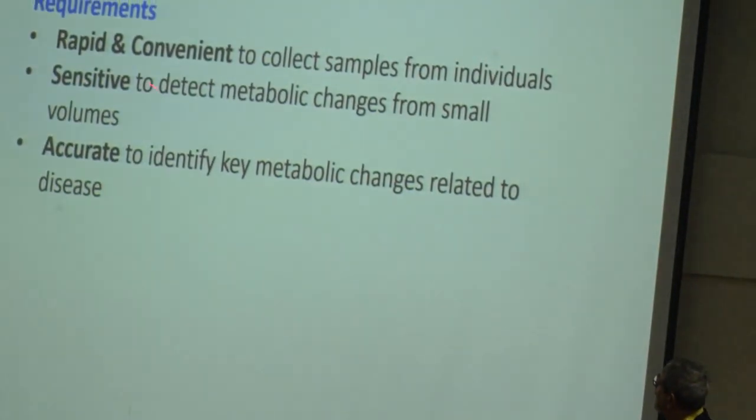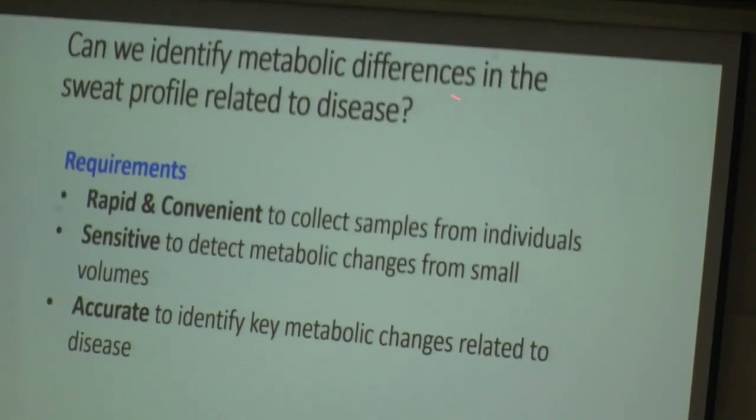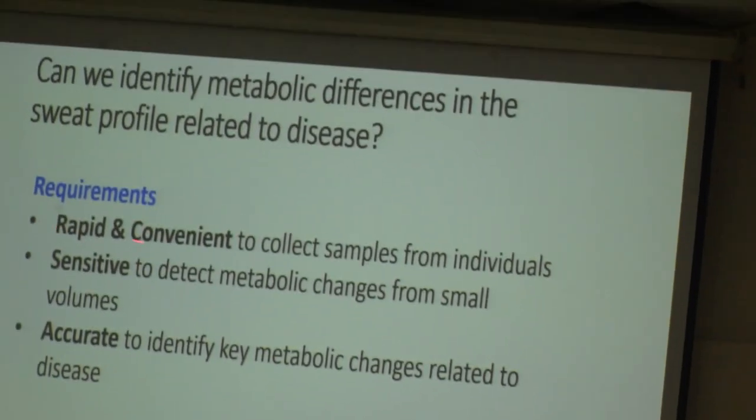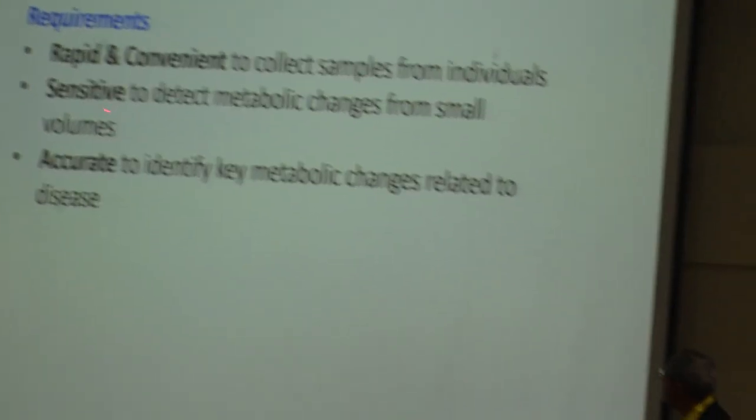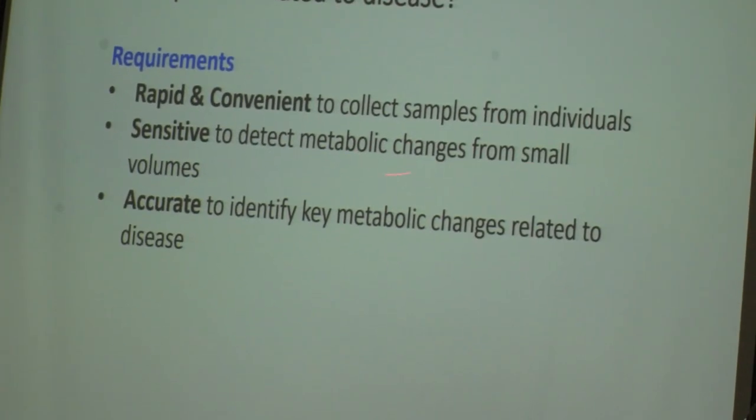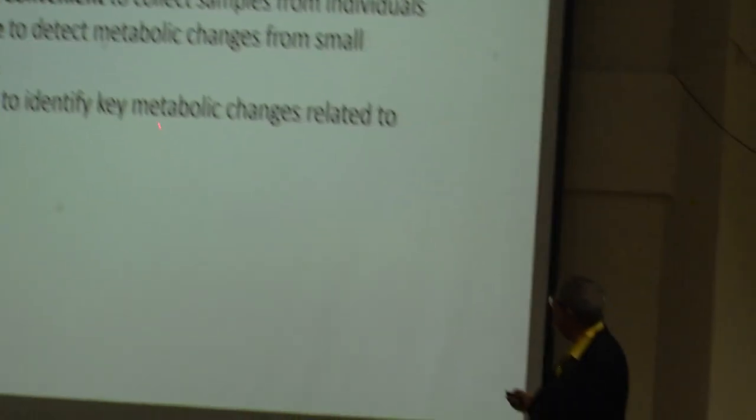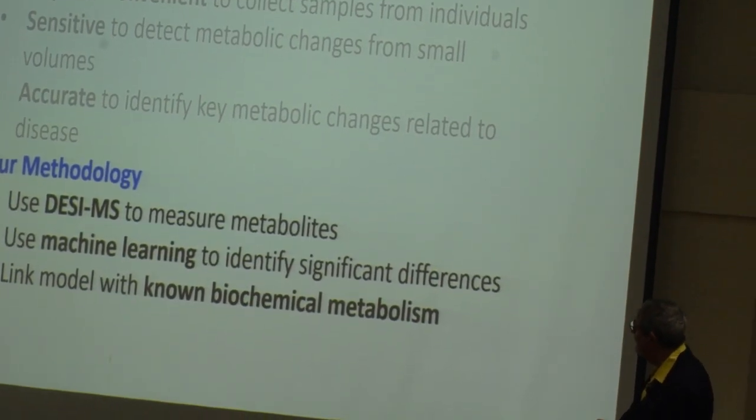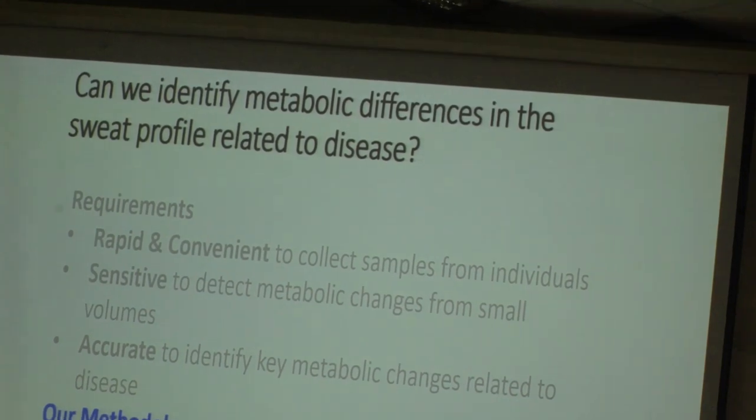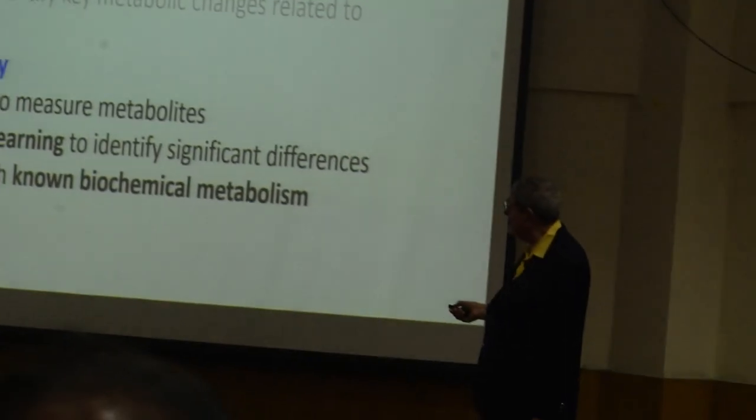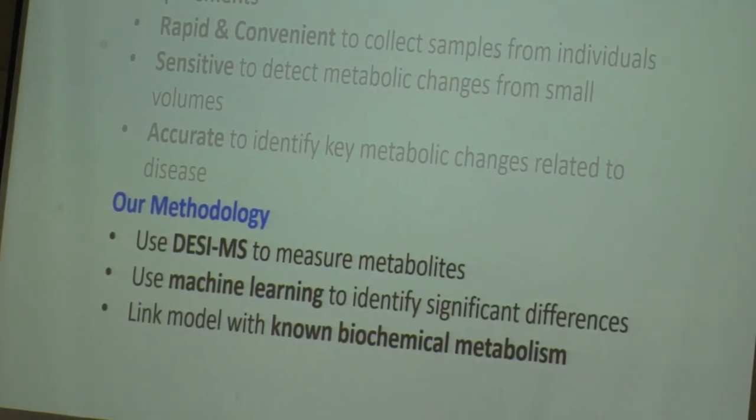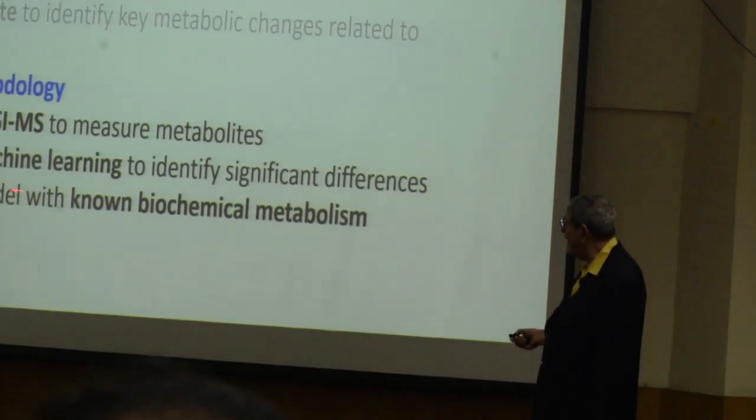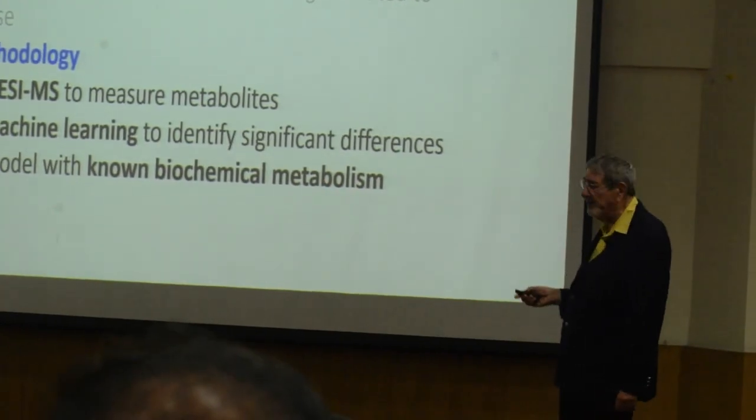Okay. Then we identify metabolic differences in the sweat profile that reflect the disease. We want rapid and convenient collection of samples from individuals, sensitive enough to detect metabolic changes from small volumes, and able to identify key metabolic changes related to the disease. What are we going to do? Our methodology, we're going to use, again, DESI-MS to measure metabolites. Use machine learning to identify significant differences and link the model with known biochemical metabolites.